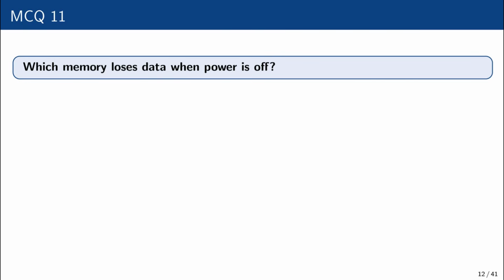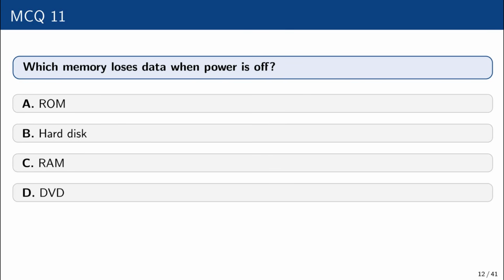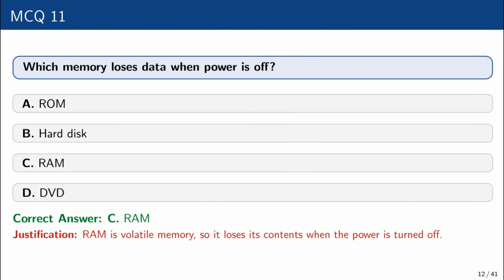Question number 11. Which memory loses data when power is off? ROM, hard disk, RAM, DVD. The correct option is RAM, because RAM is volatile memory. It works on voltage, and when the voltage is stopped, the data will be lost. So it loses its contents when the power is turned off.